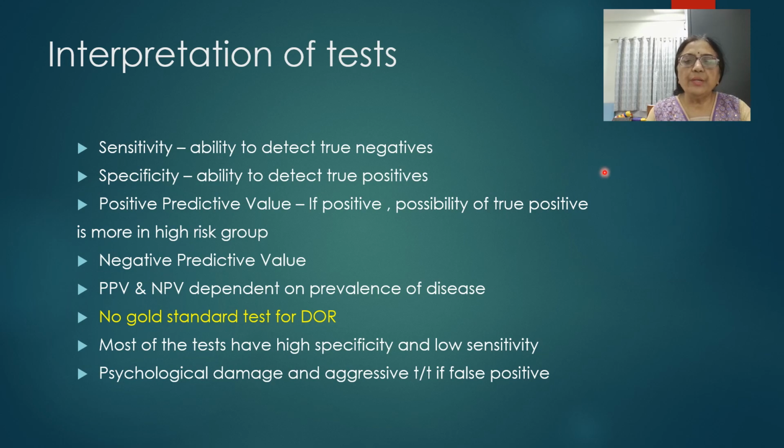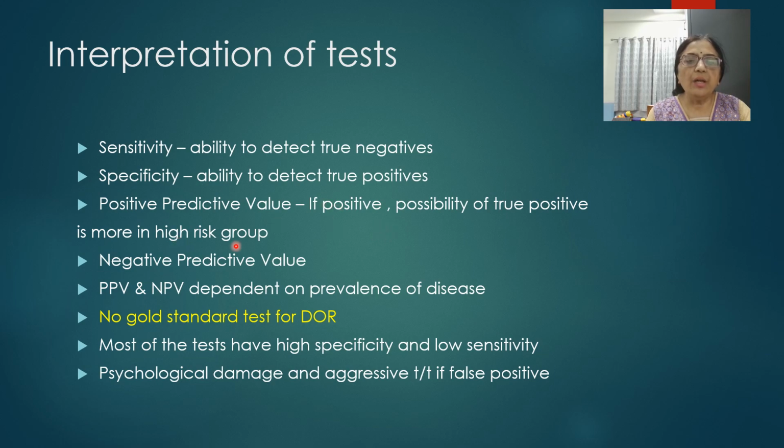Now, how should we interpret this test? Suppose I advise a test to know the ovarian reserve and I get a report. What I should understand is that sensitivity of any test is the ability to detect true negatives. Specificity is the ability to detect true positives. Positive predictive value, on the other hand, is, if the test result is positive, how much is the probability of a true positive for that patient.